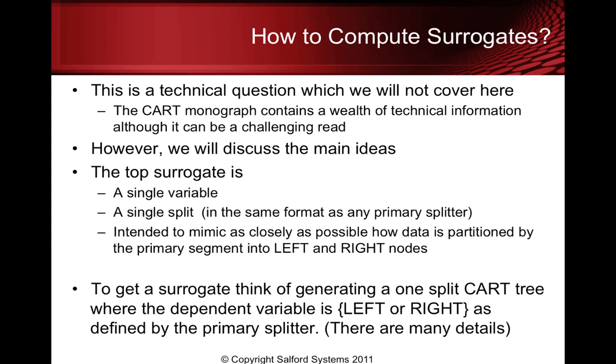And the purpose of the surrogate is to mimic as closely as possible how the primary splitter divided the data. So in other words, our goal here is not directly to try to predict the dependent variable. Our goal here is to try to predict whether a record should go left or should go right. And it's based on the historical data in the database, in which we look at which records did go left and which records did go right. And we try to find another database rule that captures that information as well as possible.